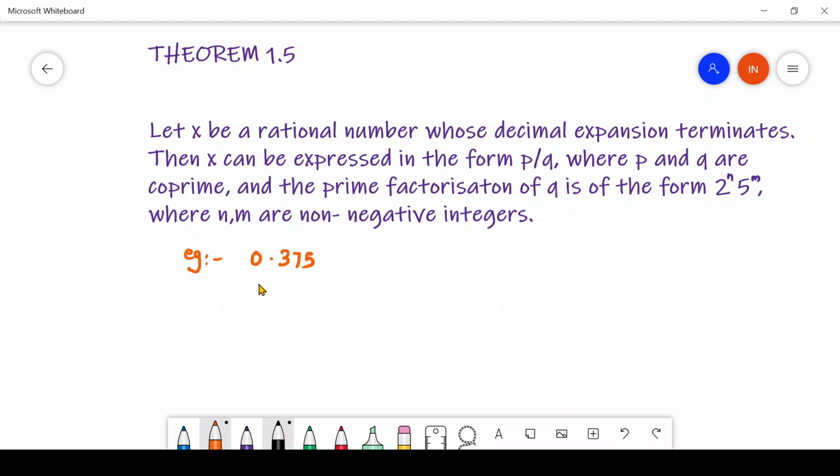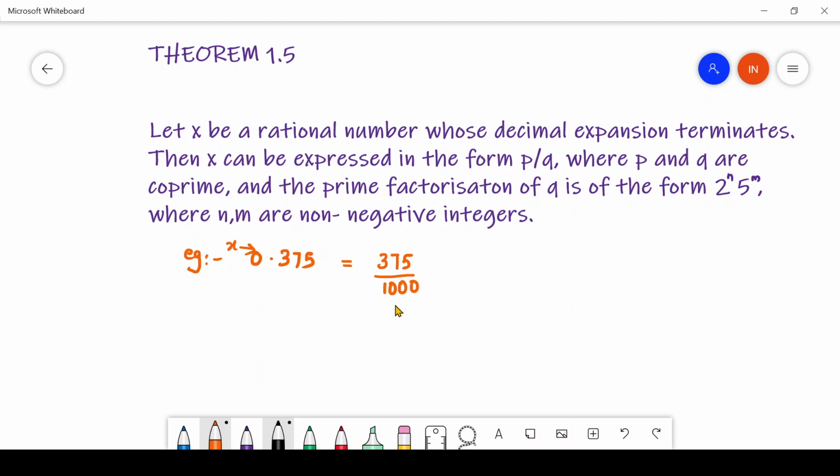As an example, I'm going to take 0.375. So what does the first sentence say? Let x be a rational number whose decimal expansion terminates. So this is that x, the rational number whose decimal expansion is terminating. x can be expressed in the form p by q. Now I'm going to express this in the form p by q. How can we express this? 375 divided by 1000.